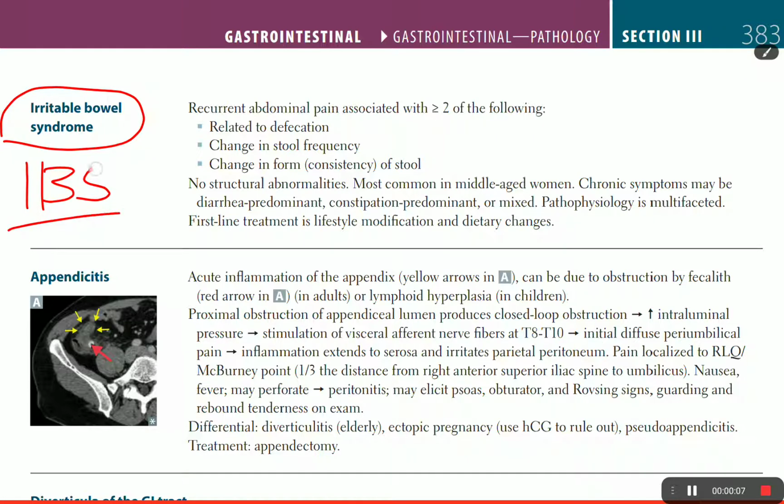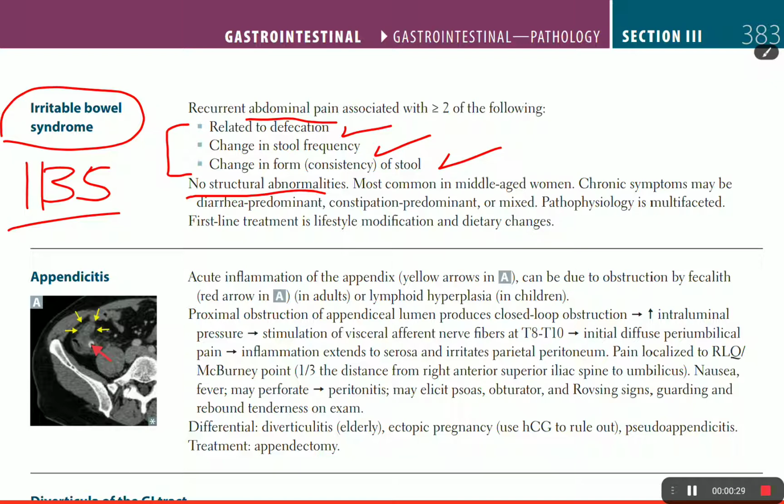So what is IBS? IBS is just an abdominal pain without any structural abnormality. But this abdominal pain should be associated with two of these three things. It should be related to defecation, and there should be a change in stool frequency or stool consistency.